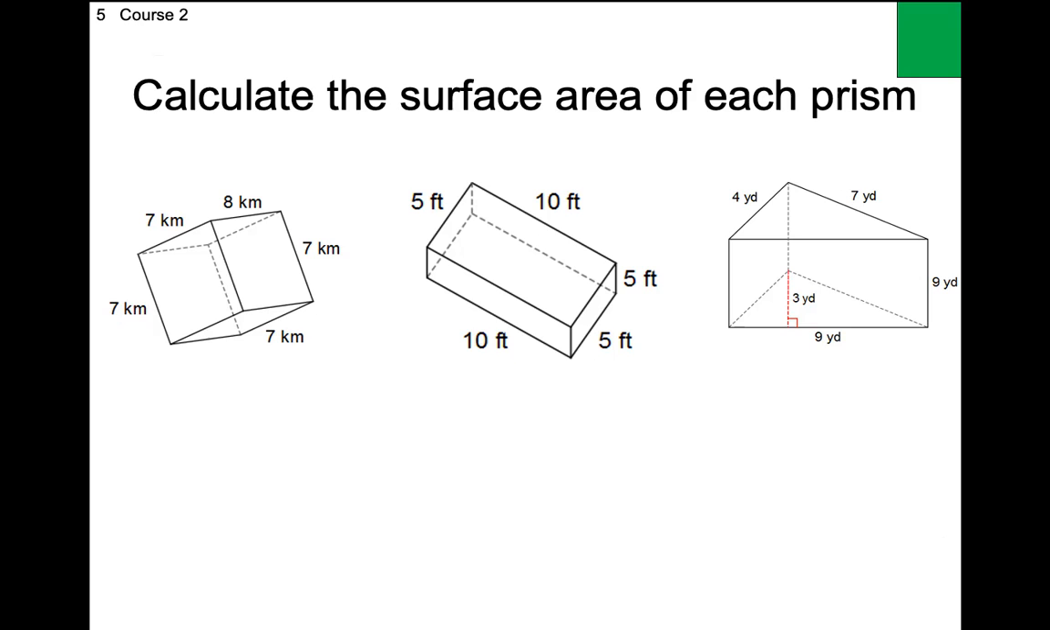Well, this side is 10. That side is 10. This side is 5. That side is 5. So 10 plus 10 plus 5 plus 5. So we get 30. Okay, here we go. Top and bottom. How far is it between those two big rectangles? 5. Times 5. Plus the length and the width of that bottom one is 10 times, oh wait, 10.